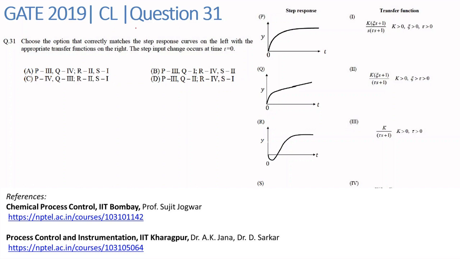We are solving question number 31 of GATE 2019 Chemical Engineering paper. The question is, choose the option that correctly matches the step response curve on the left side with the appropriate transfer function on the right side. The step input change occurs at time t equal to 0. And we have been given the options corresponding to this. Match the following.